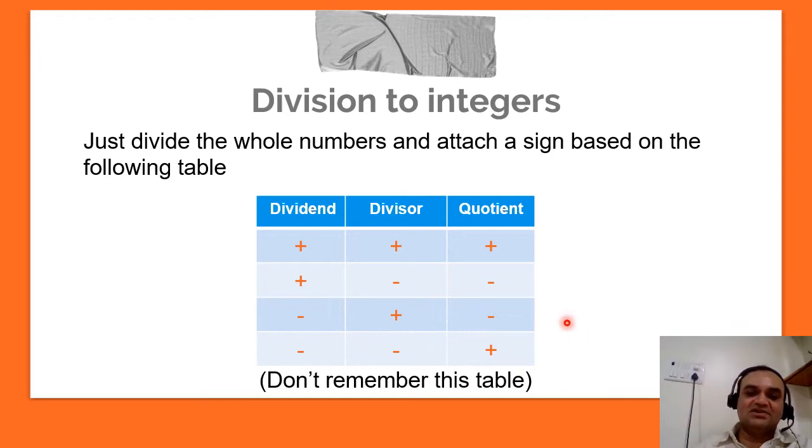But I would urge that don't remember this table. We should just use this factorization logic everywhere, whether the dividend is positive or negative, or divisor is positive or negative. Just factorize it as minus 1 times the whole number, and from that it is just apparent what to do.